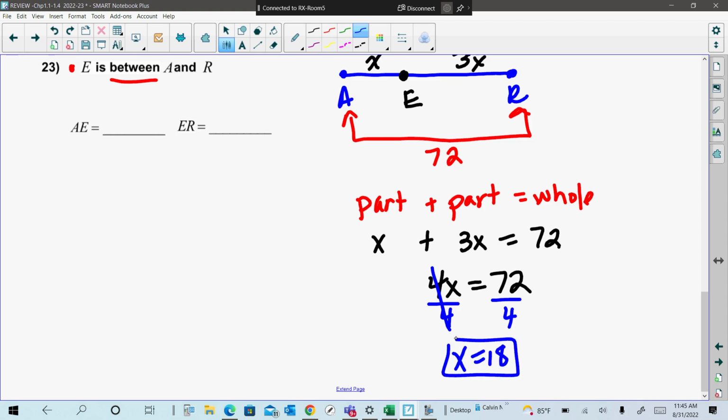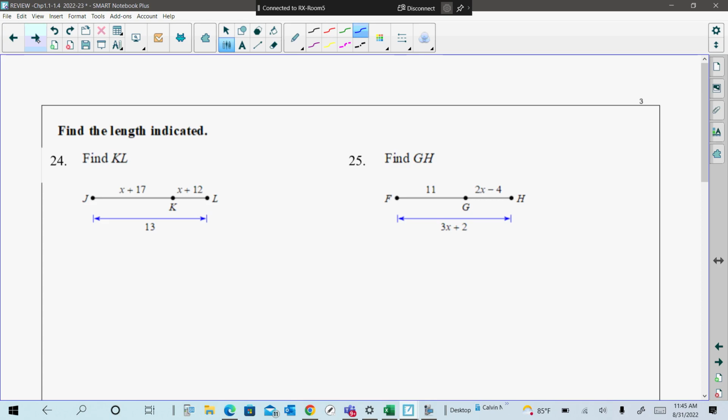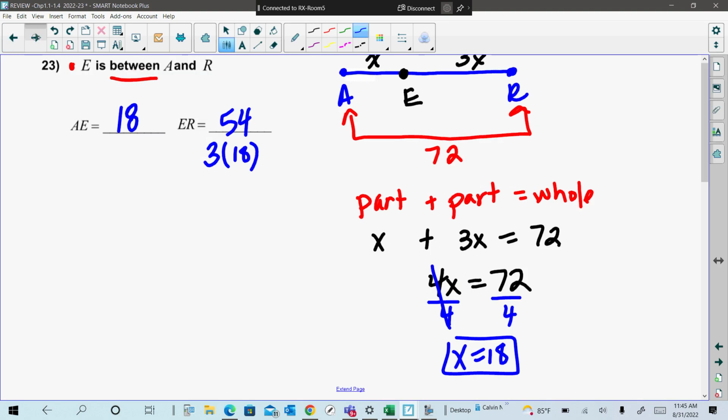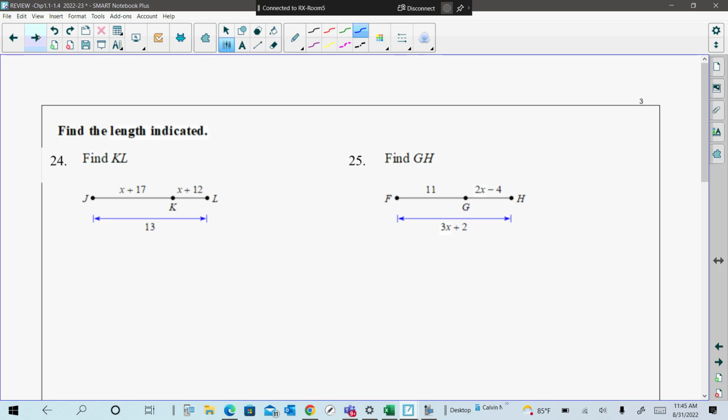Now they want us to find EA. Well, EA was the x, so that's 18. And ER was 3 times the x, which means 3 times 18, which is 54. Are we okay on that? All right, so you're definitely going to see between and midpoint. Did I get to everything on that page? That's 23. 24. Okay, so just do 24. Just check that one. And then 25, I'll check to see if you have it right or wrong.